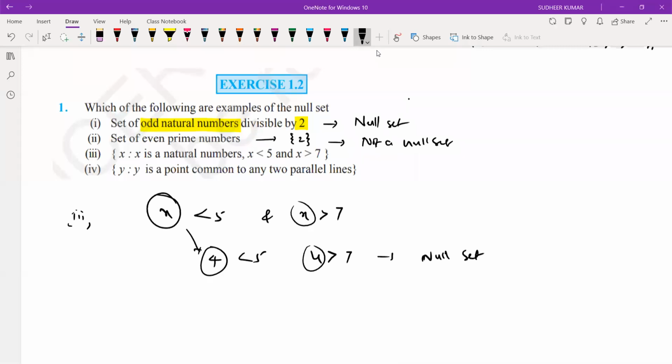Next, Y. Y is a point common to any two parallel lines. Null set, sir. It is a null set because if there are two parallel lines, there is no common point. But here it is given that Y is a common point to any two parallel lines, so it is a null set. Like that, you have to write the solutions for the rest of the questions.